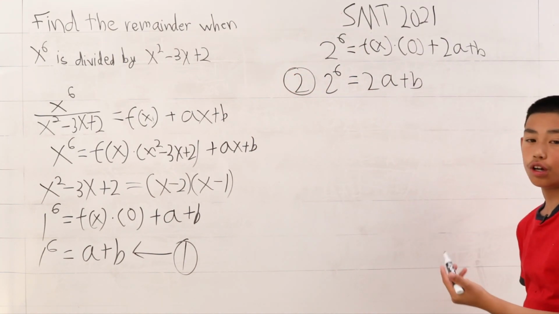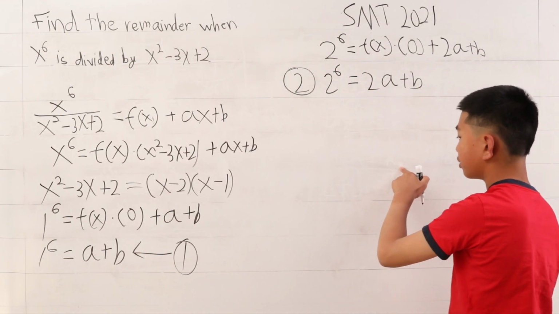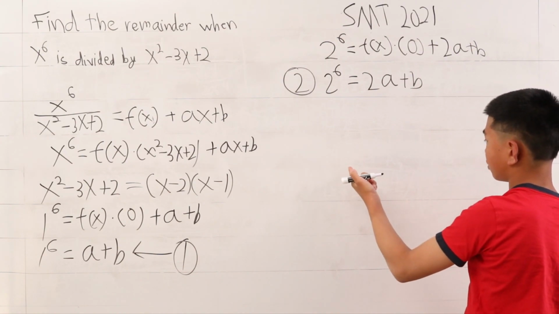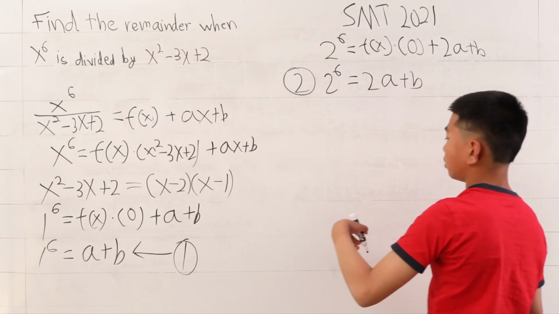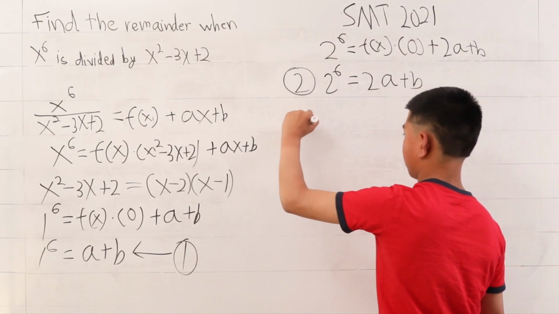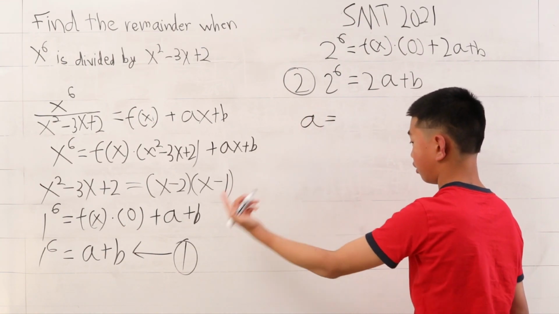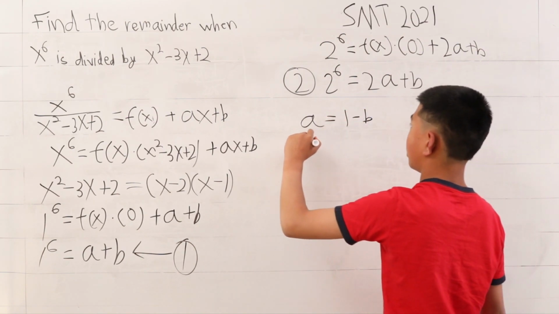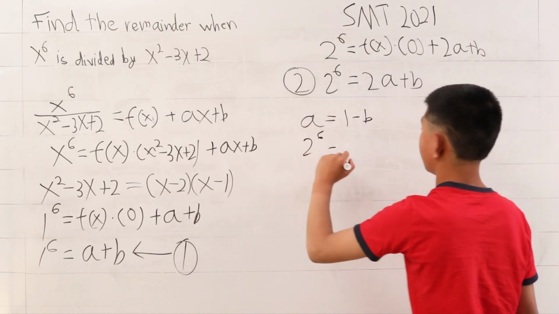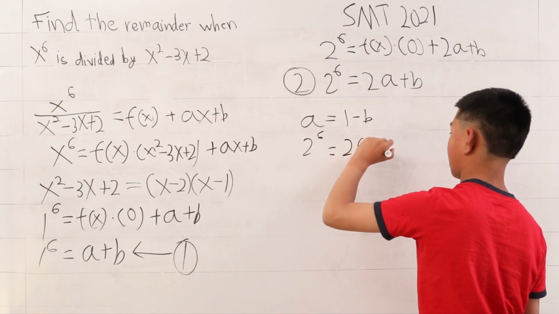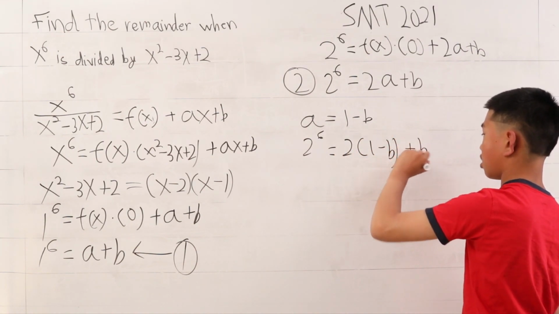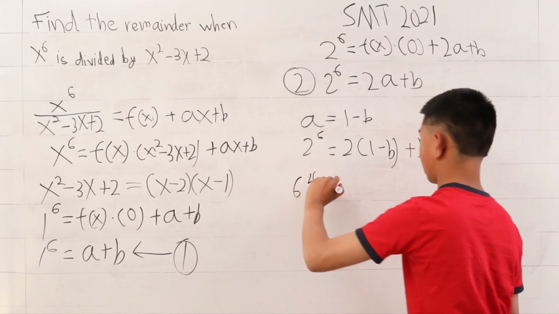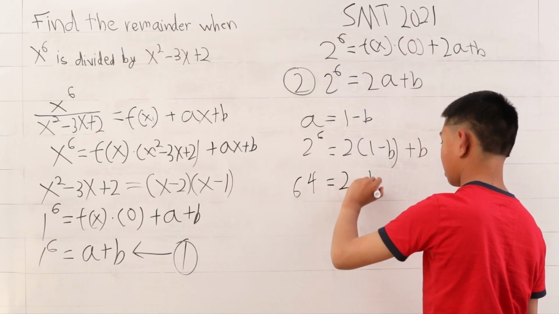Now we can just solve. So here's what we want to do. We need to solve for a and b, and eventually the remainder. We can just start by solving it. Let a from here be equal to 1 minus b. Now 2 to the power of 6 is 2 times 1 minus b plus b. 2 to the power of 6, 64. This is equal to 2 minus b.